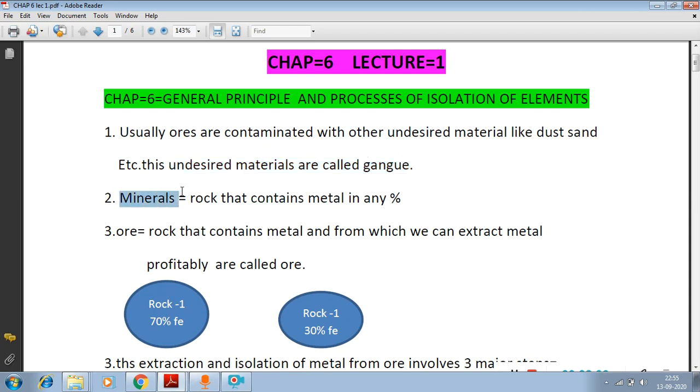Now the second term is important, minerals. Now many of you are confused between mineral and ore. So minerals are rocks that contain metal in any percentage. Suppose I got a rock and that has only 2% of iron. 2% of iron is there. That rock can be called a mineral, that is, mineral of iron.